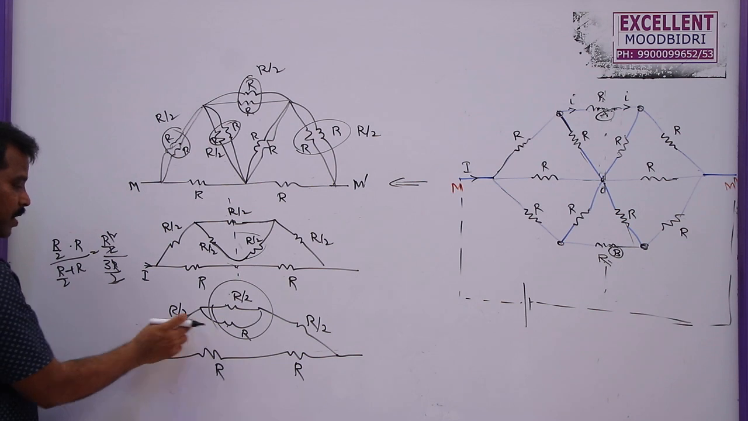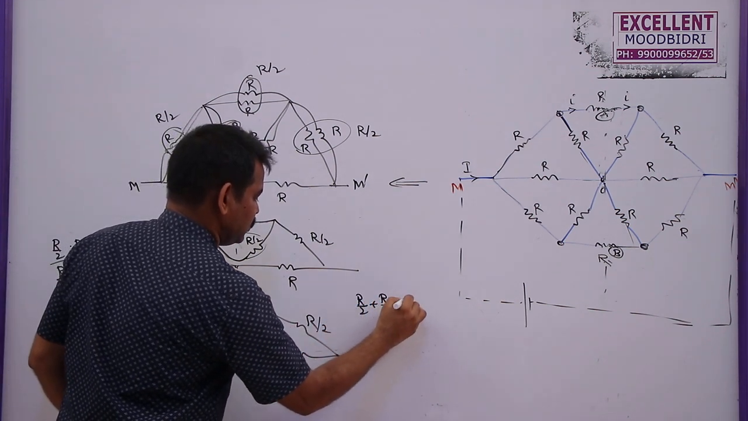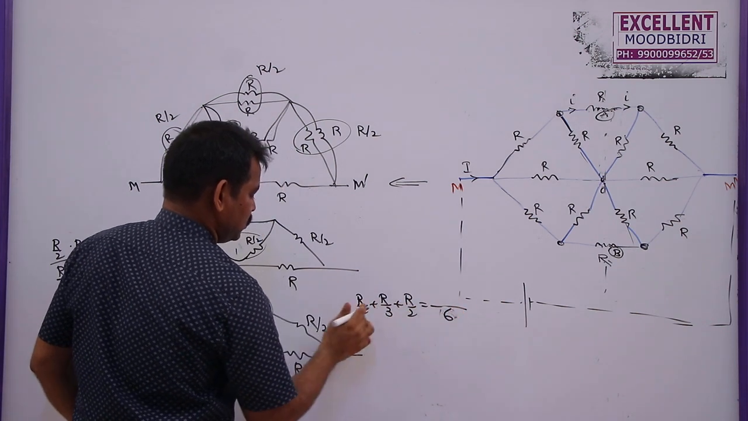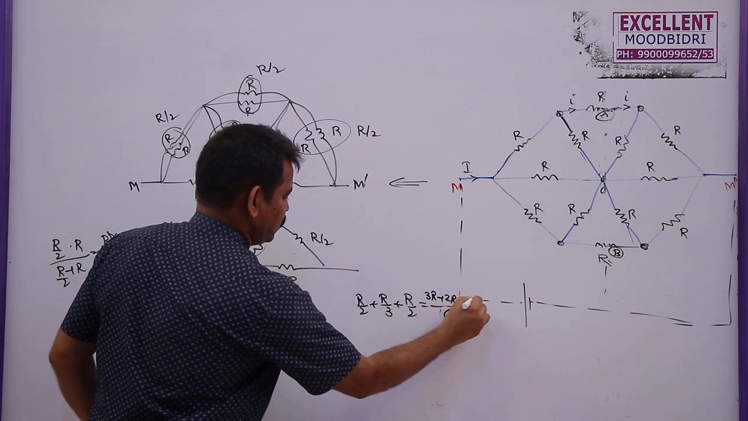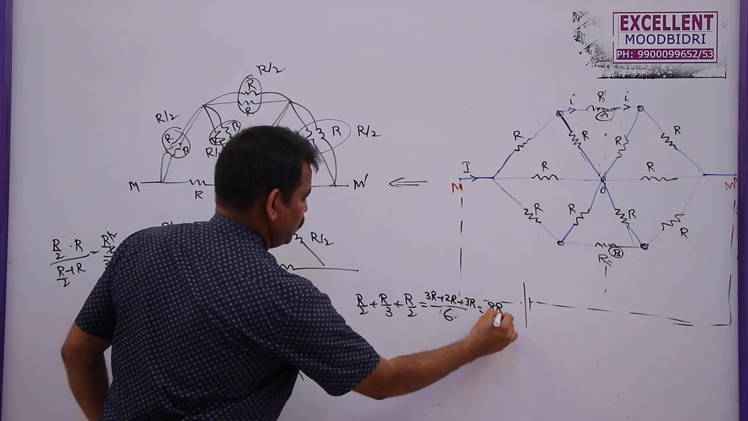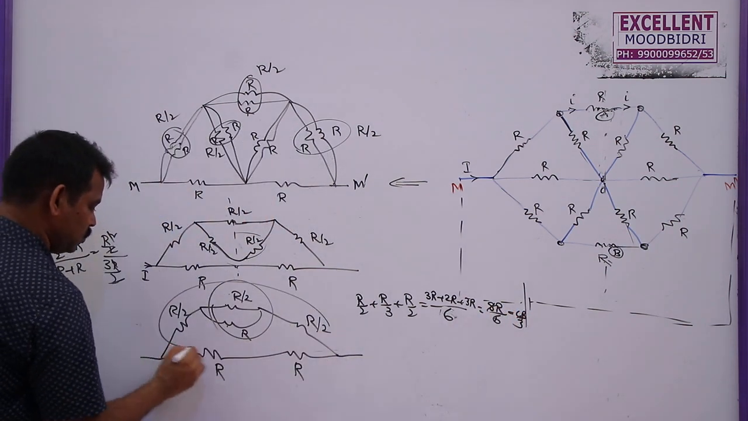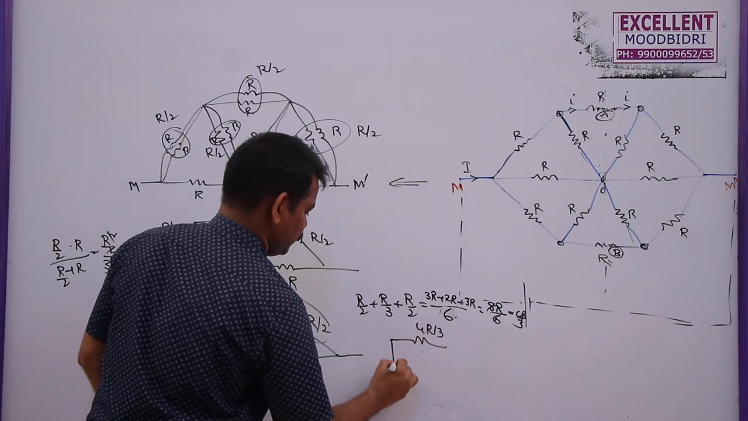R by 3, R by 2, R by 2 are in series. So R by 2 plus R by 3 plus R by 2 in series. If you take 6 here, 6 2s, 3R, 2R, 3R, 8R by 6, that is 4R by 3. So total together this is 4R by 3. This is 4R by 3.